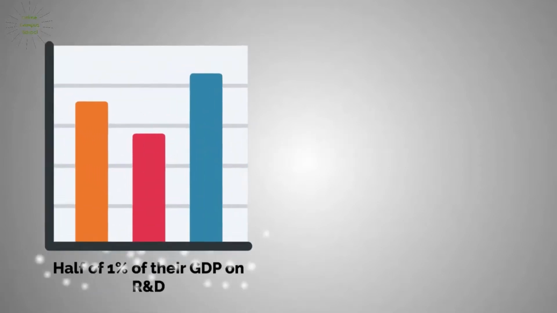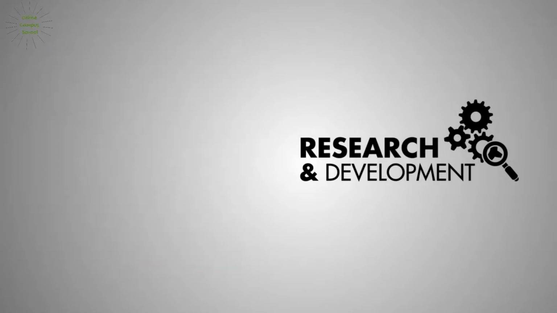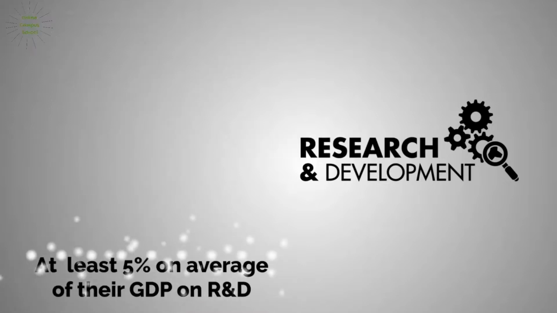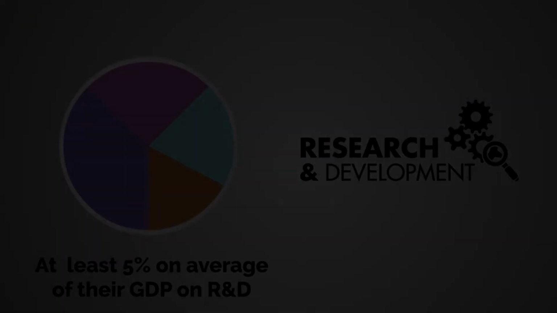Many Muslim countries spend, on average, less than half of 1% of their GDP on research and development, R&D. Less than half of 1% of their GDP on R&D. And that is very, very low compared to the rest of the developed world, which spends at least, on average, 5% of their GDP on research and development.